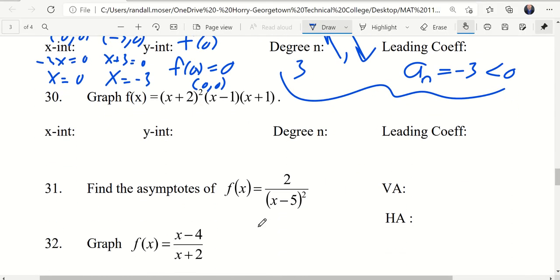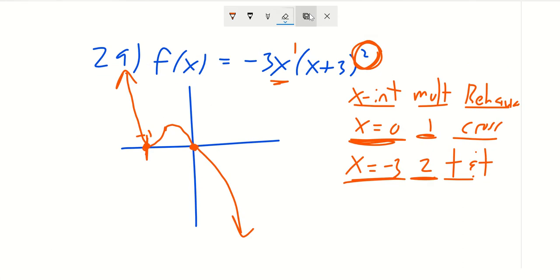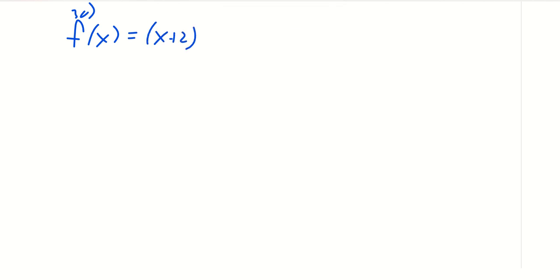Let's take a look at the next one. Number 30 is very similar. In question 30, we are asked to graph f of x equals x plus 2 squared times x minus 1 times x plus 1.